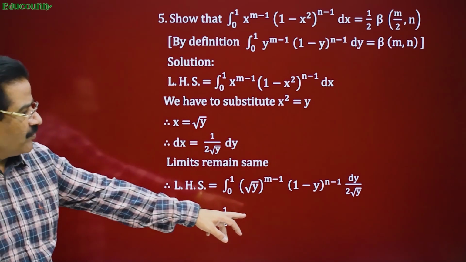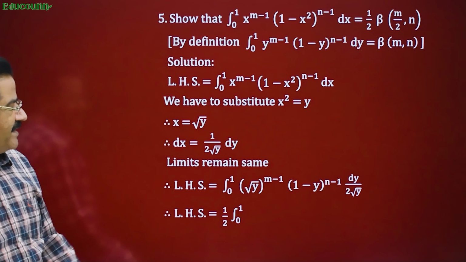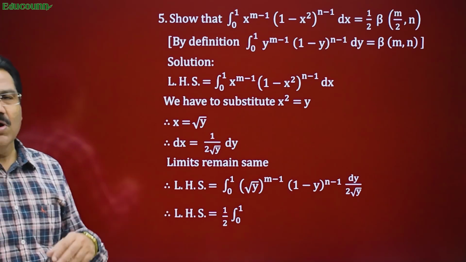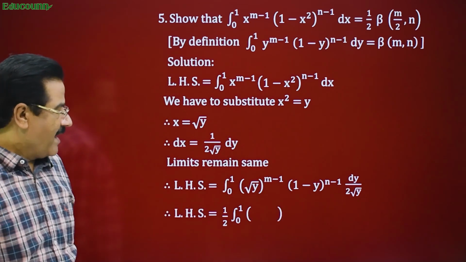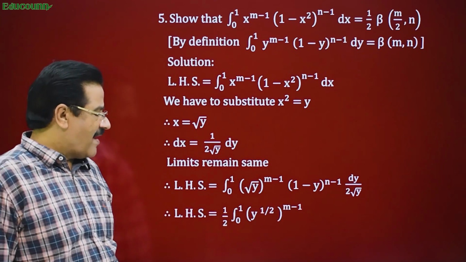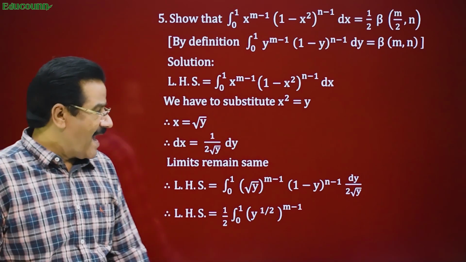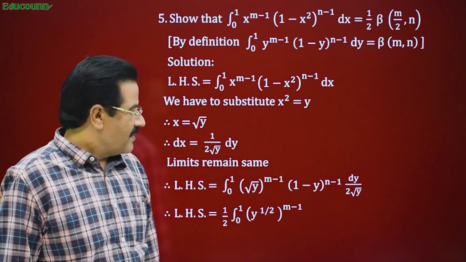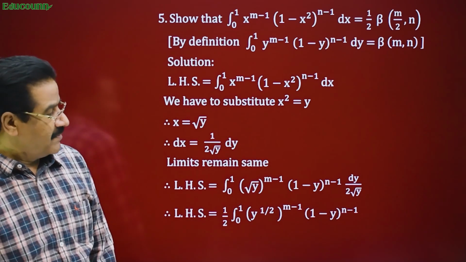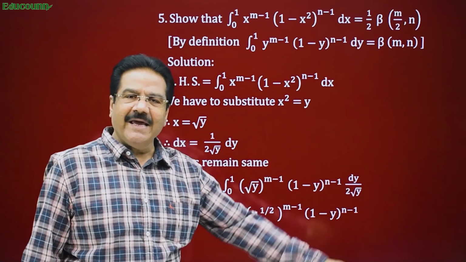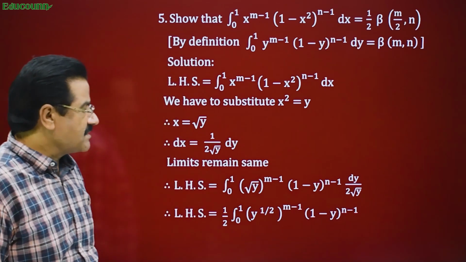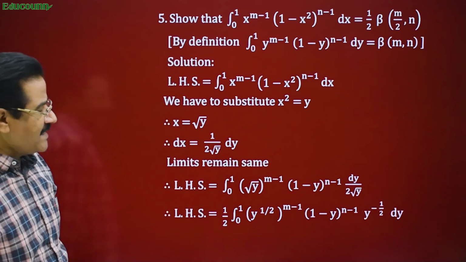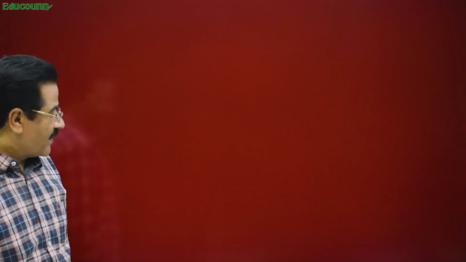So 1 by 2 we can take outside. Integration 0 to 1. Now we know that root means power half. So root y can be written as y raised to half, raised to m minus 1 as it is. The second term again to be written as it is. And now root y can be taken to the numerator by writing this as y raised to minus half dy as it is. Simplifying further.